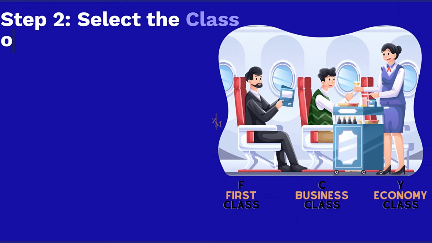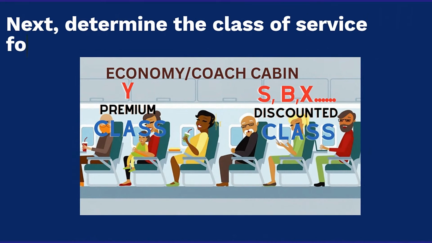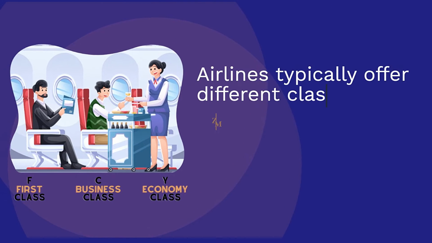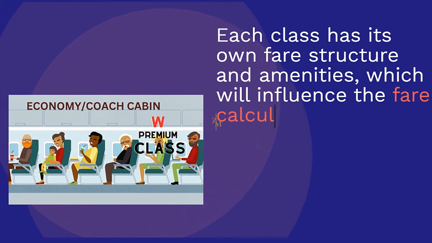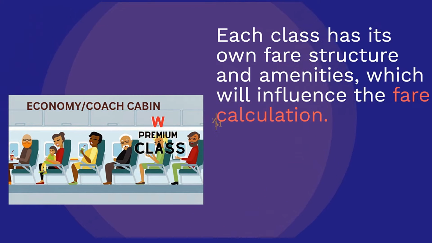Step 2. Select the class of service. Next, determine the class of service for your itinerary. Airlines typically offer different classes such as first class, business class, and economy class. Each class has its own fare structure and amenities, which will influence the fare calculation.